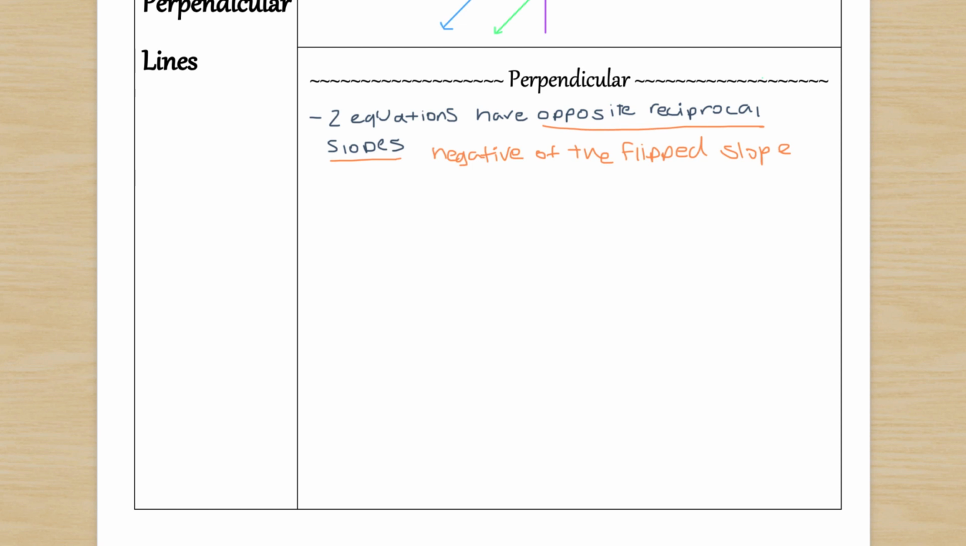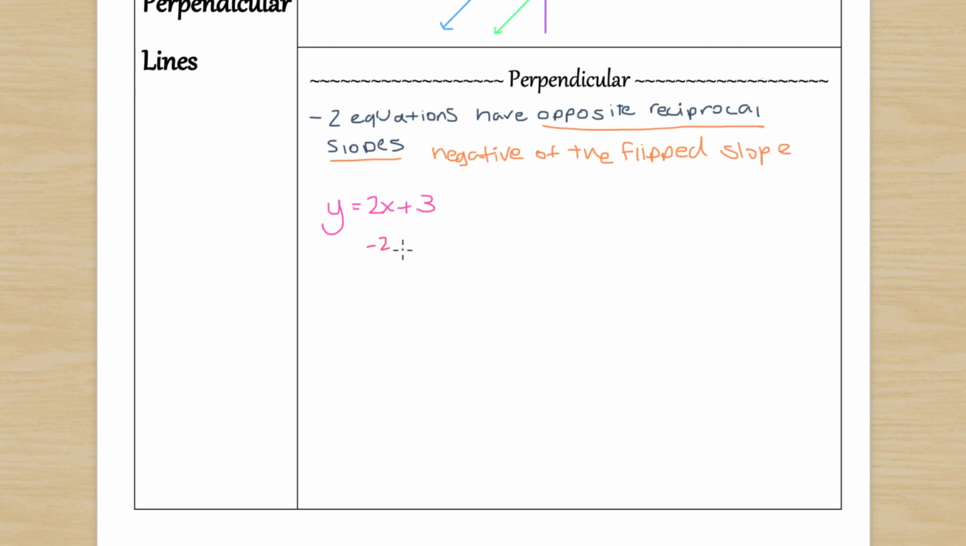For the example, I have this equation right here, which says y is equal to 2x plus 3. The opposite reciprocal is the negative of a flipped slope. So the first thing we're going to want to do is take the negative of the slope, just the negative. The slope is 2, so the negative of the slope would be negative 2. Next, what you want to do is literally just flip the slope.